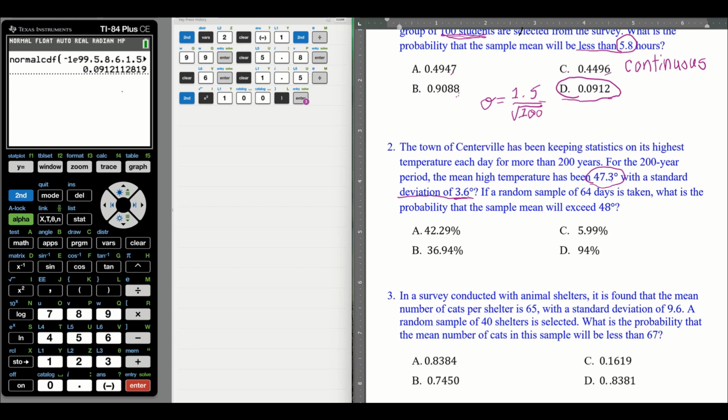If a random sample of 64 days is taken, what is the probability that the sample mean will exceed 48 degrees? Okay, we know this is continuous again because one big clue is we have partial degrees. All right, so we know it's continuous. I'll write that in.